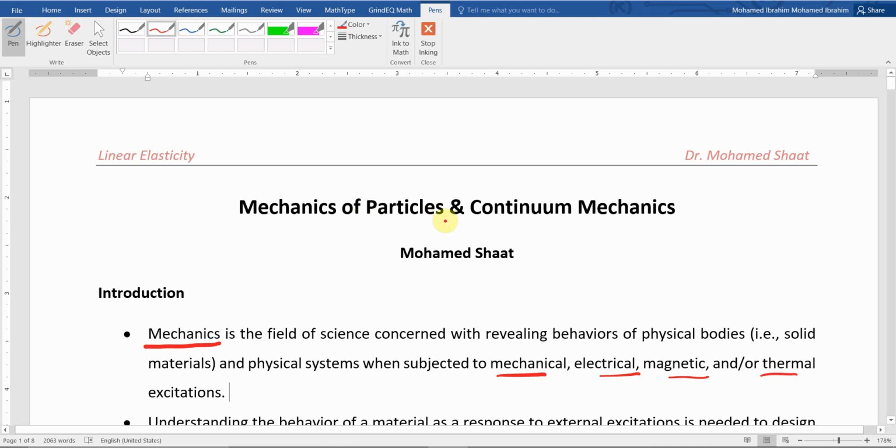mechanics of particles. Then I'm going to show you the transition from the mechanics of particles to continuum mechanics and how the theory of continuum mechanics has been established or developed.